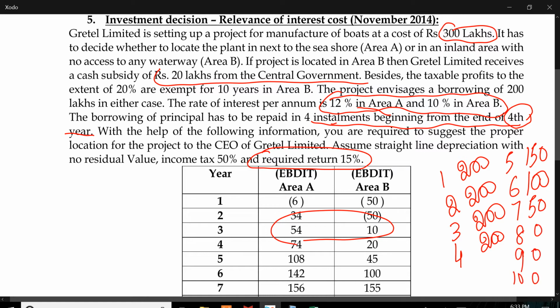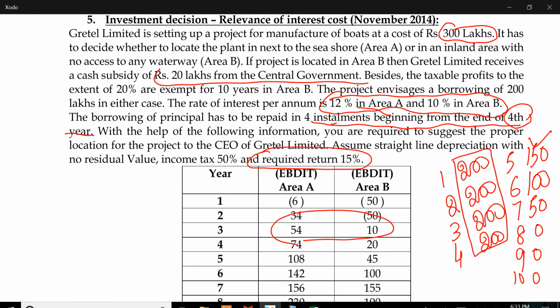The loan balance numbers which you see are the beginning of the year, not the end of the year. 200 lakhs is the loan at the beginning of the first, second, third and fourth year. At the end of the fourth year it will touch 150, and the beginning of the fifth year will be 150. The repayments start from the end of the fourth year.